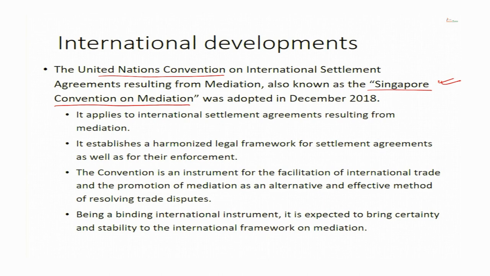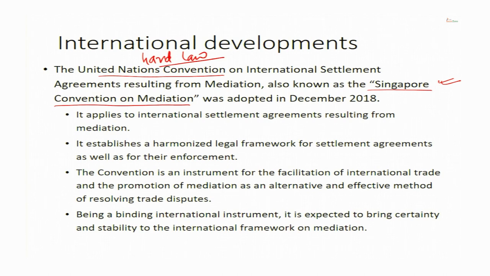This convention applies to all the settlement agreements resulting from mediation. This is a hard law approach. We just saw a soft law approach in the form of the UNCITRAL model law. This is the UN Convention, popularly known as the Singapore Convention on Mediation. It applies to all the settlement agreements resulting from mediation. It establishes a harmonized legal framework for settlement agreements.